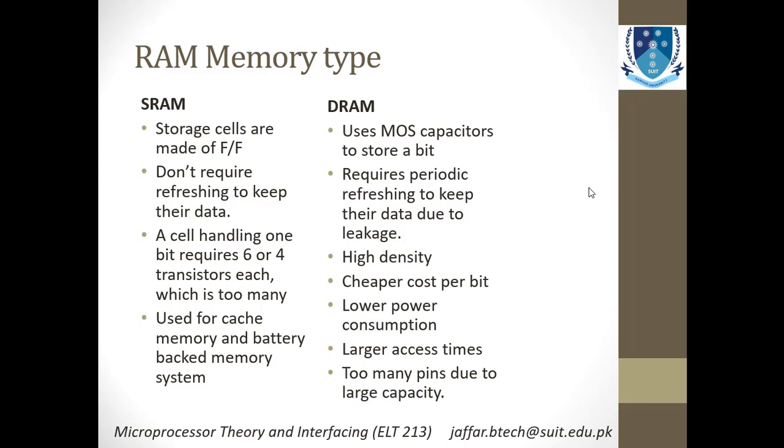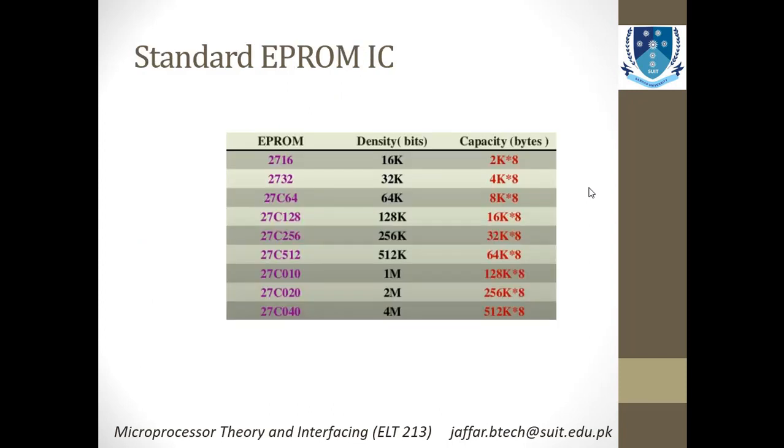And the last point of SRAM is basically lower power consumption and larger access time for DRAM. So you know that the larger the access time, the more delay. So the dynamic RAM, there is a more delay as compared to the static RAM, because there is different types of malfunctions involved in it. And the last point of DRAM is that there are too many pins, due to which you can increase the capacity of the memory.